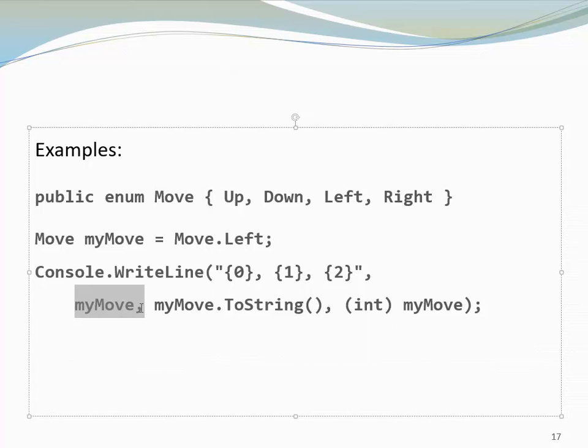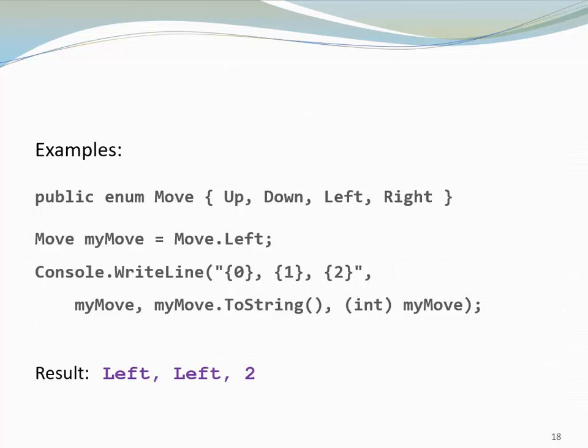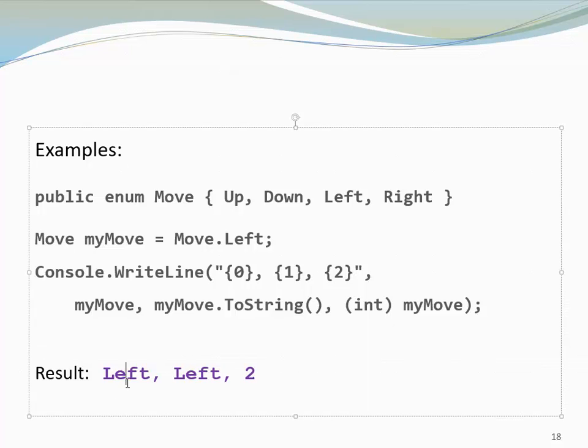First, I just say my move. This is my variable. Then I'm calling the toString method. Remember, enums derive from objects, so they inherit the toString method. And then I'm casting it to an integer because I would like to know the underlying integral value. The result is left, left, and 2. Notice that my move and my move toString lead to the exact same result.